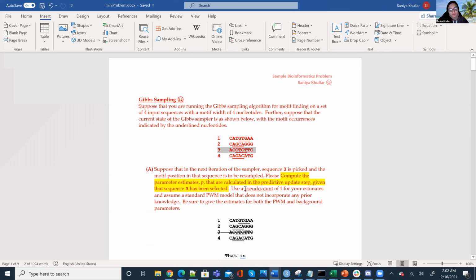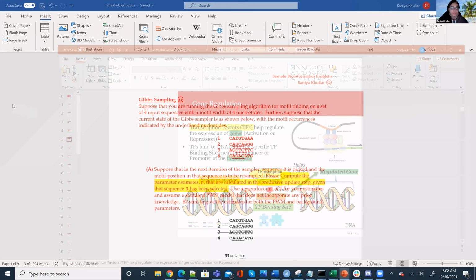So when we have a pseudo count of 1, it basically means that we want to believe that each base has some probability of being there, even if we're not so sure about what the exact probability is. So why is this important, for instance?